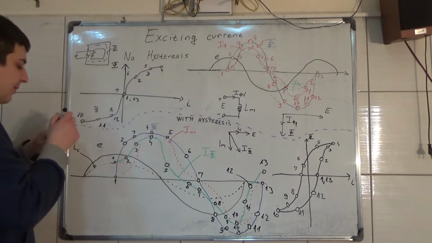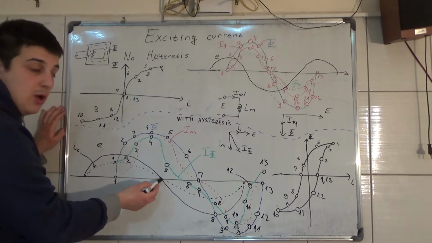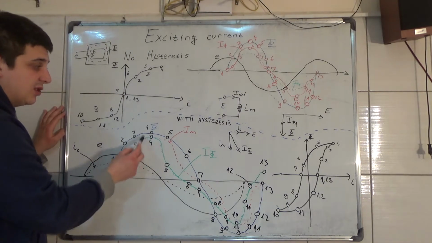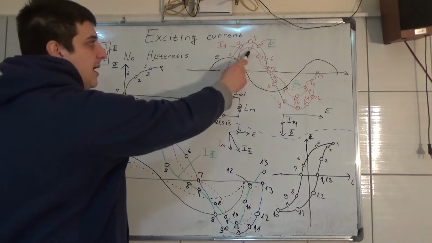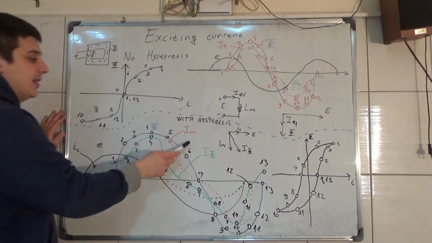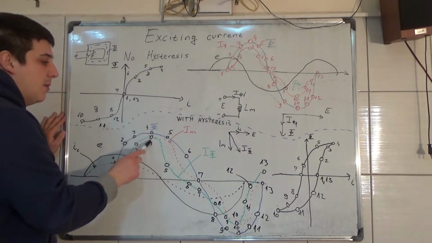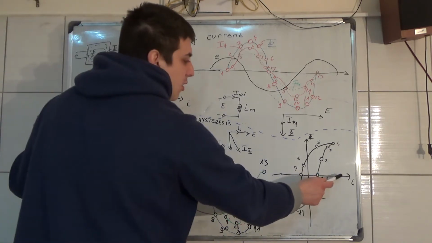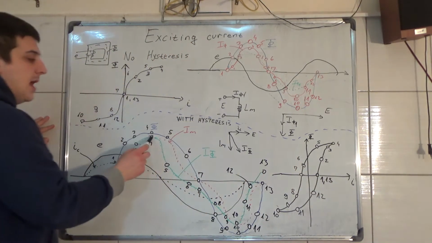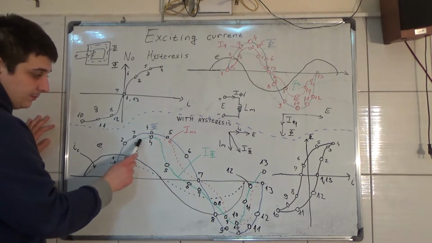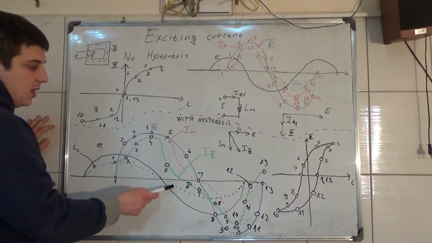So the biggest amplitude is when this is 0, and this is only equal to the magnetizing current. This exciting current is equal to the magnetizing current. Then we have both amplitudes. So this is the maximum value of phi and flux.